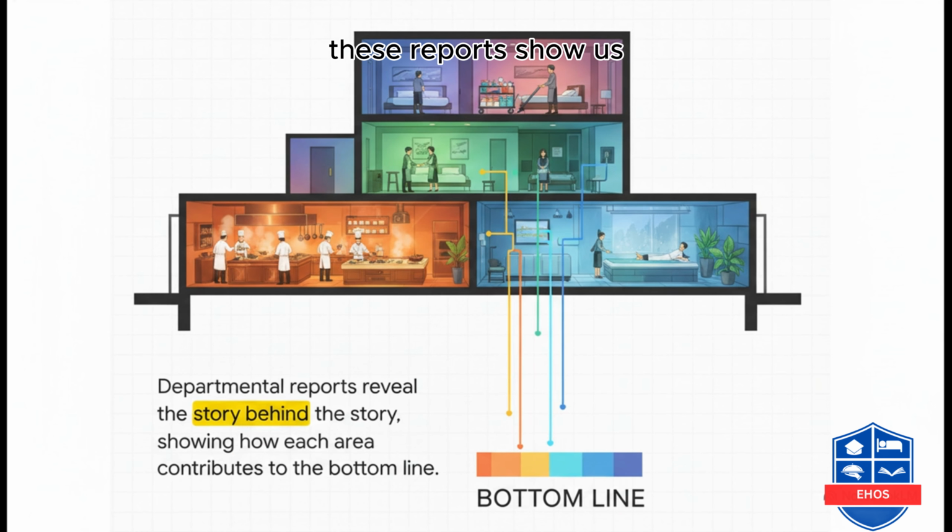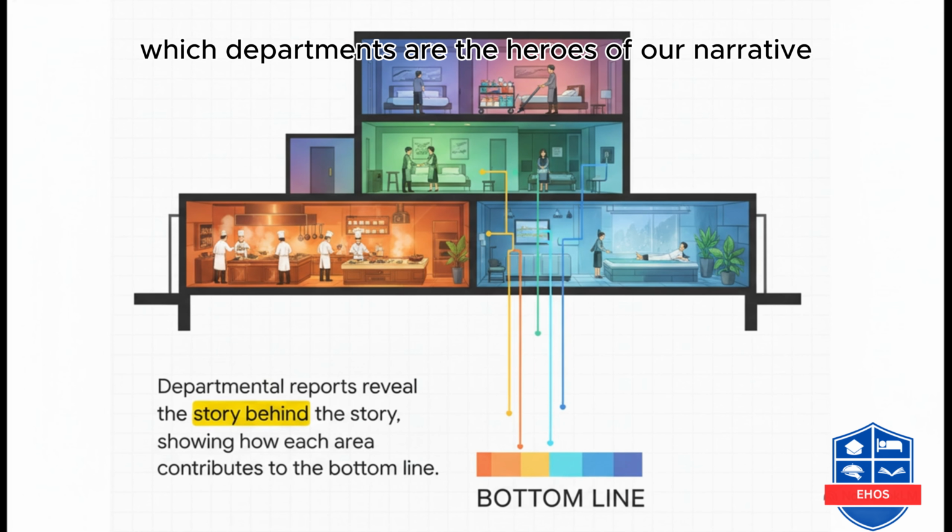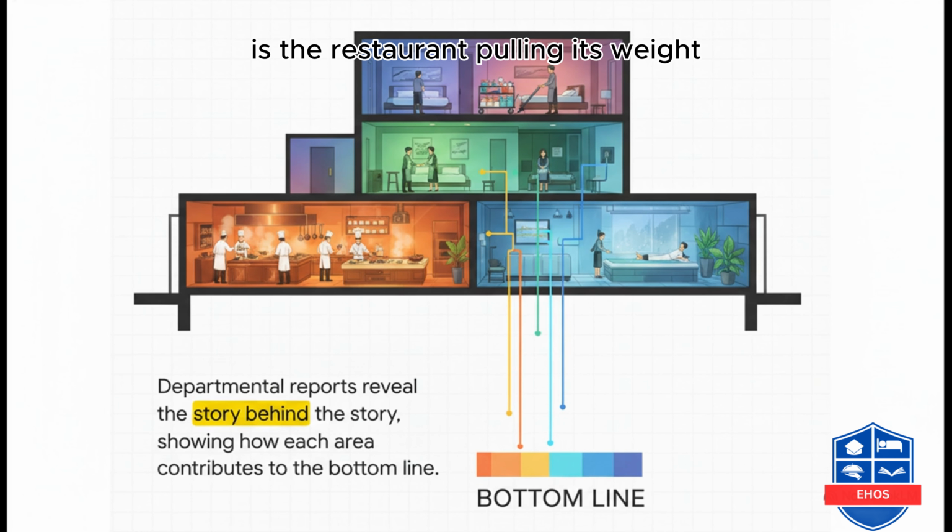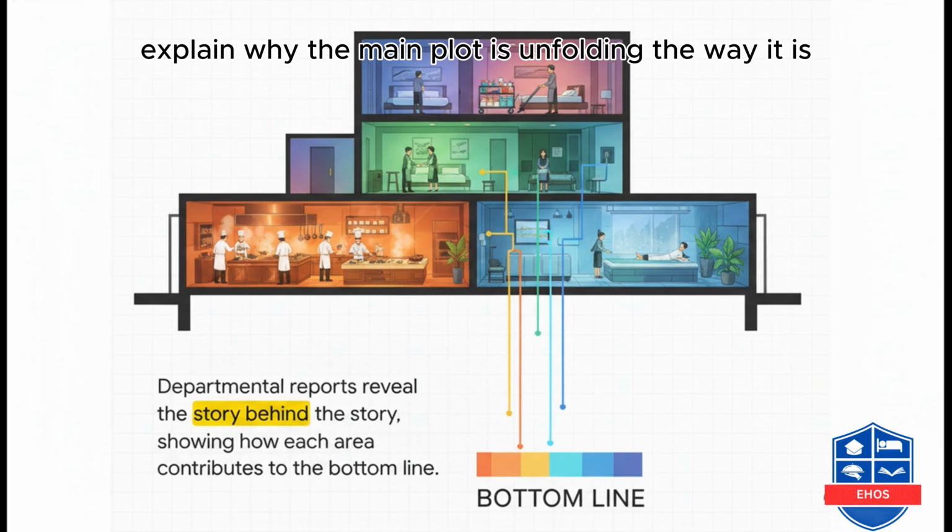These reports show us which departments are the heroes of our narrative. Is the restaurant pulling its weight? Is the spa actually profitable, or is it just busy? The answers to these questions are what explain why the main plot is unfolding the way it is.